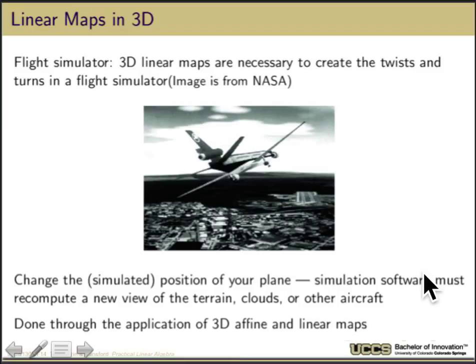And more importantly, in the 3D model of this, you actually have to be able to map 3D to 3D to do things like move around the terrain, the clouds, and other aircraft. So that's done through application of 3D affine and linear maps from mapping 3D to 3D.